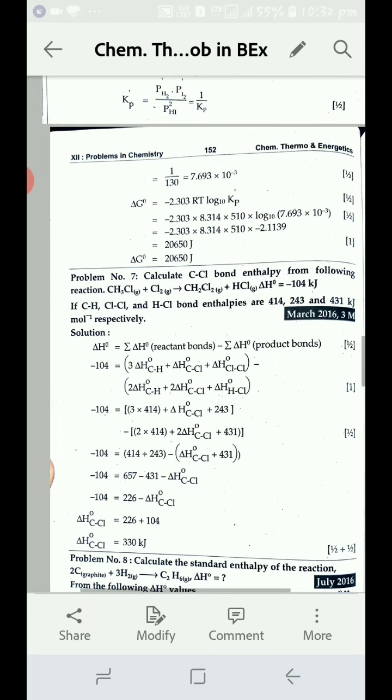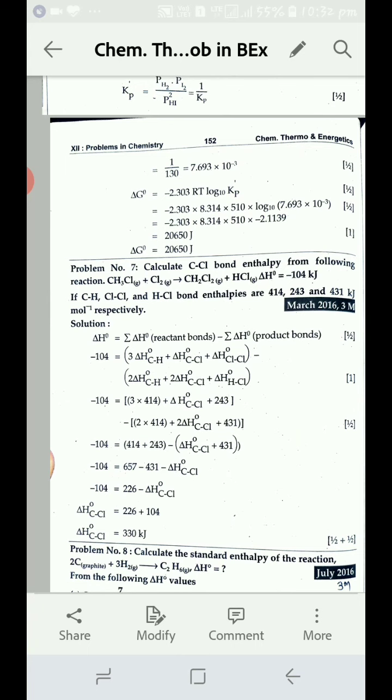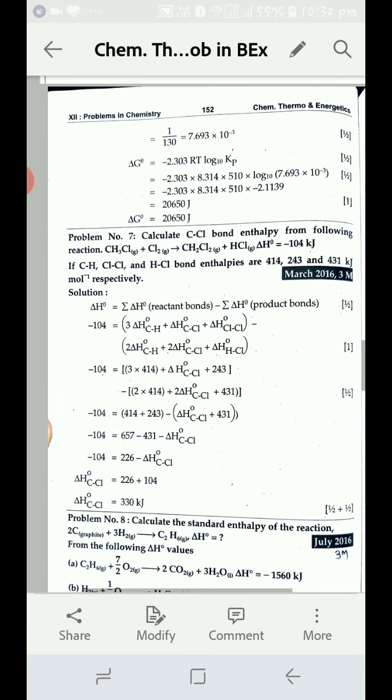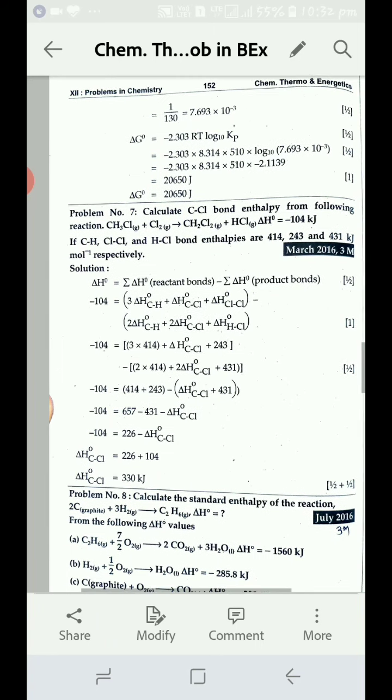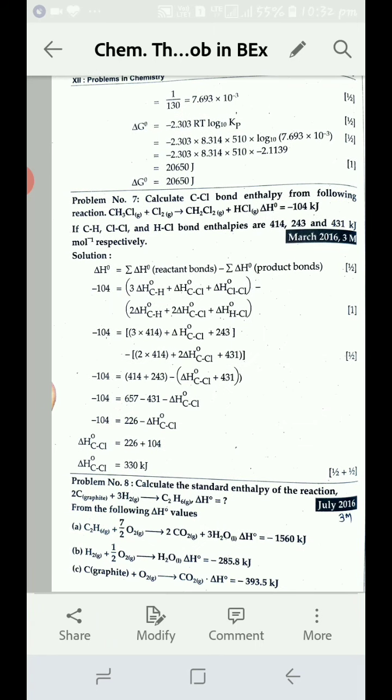Next numerical: calculate the standard enthalpy of reaction 2 carbon graphite plus 3H2 gas gives C2H6, that means ethane. You have to calculate the enthalpy change for this reaction, that is the standard enthalpy change, by using the following data. So 3 values are given. So again this numerical is based on Hess's law of constant heat summation.